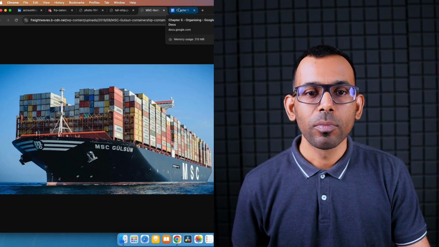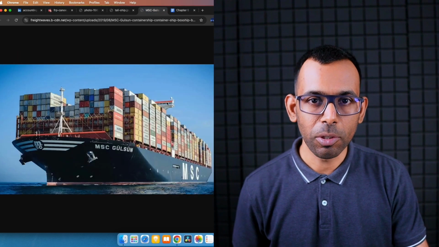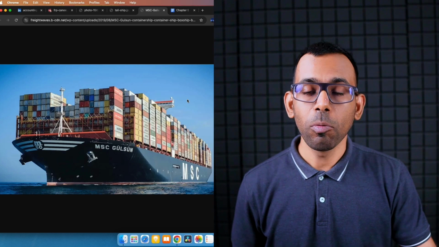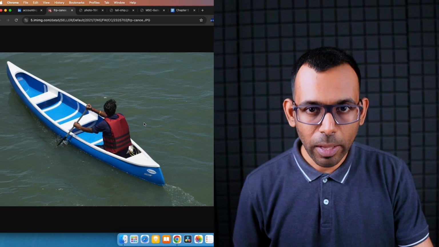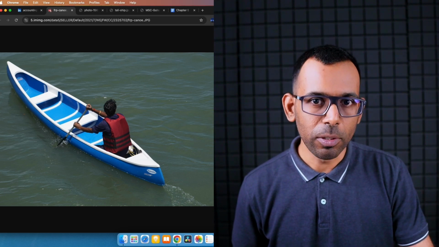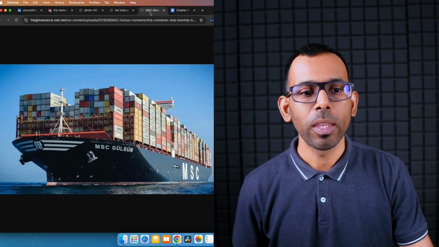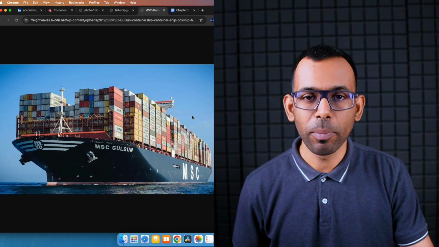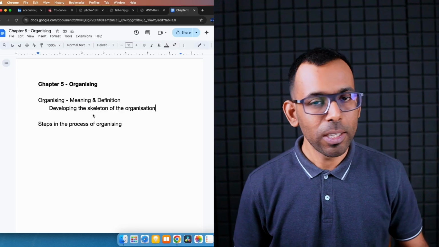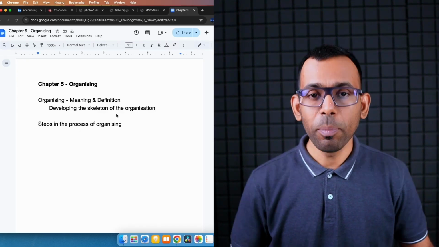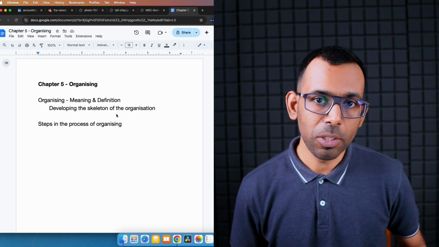Now, you can also build a canoe, or you can build a big container ship. Depending on what you want to build, you will develop the skeleton, right? Let's say if you just want to build a canoe, things are extremely simple. It's very easy to draw the skeleton for this. But let's say if you want to build a huge container ship like this, then the skeleton has to be extremely complex, isn't it? So that's the meaning of this organizing. Developing the skeleton, and based on that skeleton, you create a structure to the organization that you want to create.